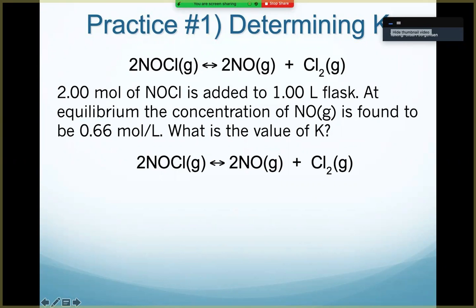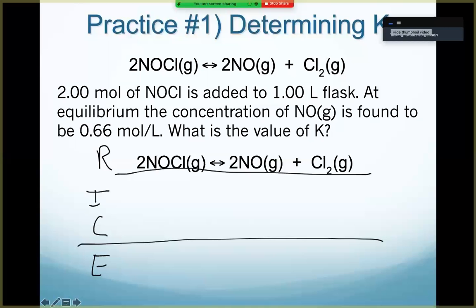Well, it doesn't feel like it, but we actually have enough information here. So this would be our reaction. We need our initial concentrations, our change, and then our equilibrium. I'm going to draw another line here for our equilibrium portion. Cool, so let's just plug in what we know. We know we started with initially 2.00 molar of our reactant. And at the beginning of the reaction, well, we don't have any products.